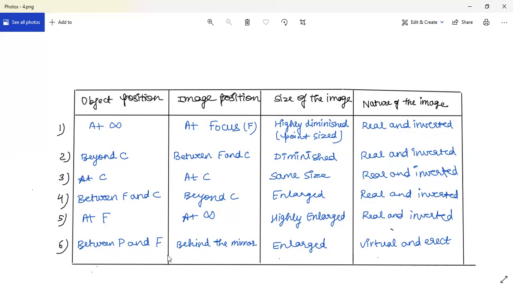Now only one case, a very special case: if the object is between P and F, that is, very, very close, less than the focal length, between P and F, then the image is formed behind the mirror. It forms a virtual image which is behind the mirror.